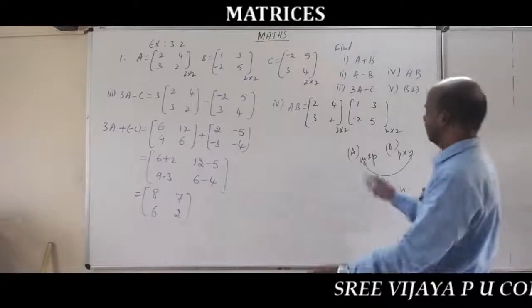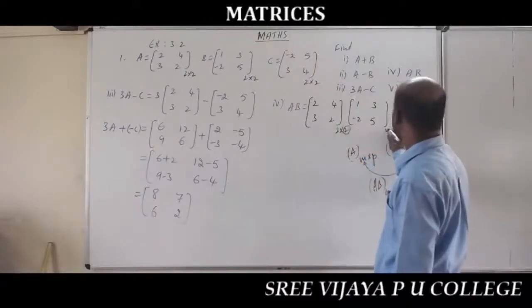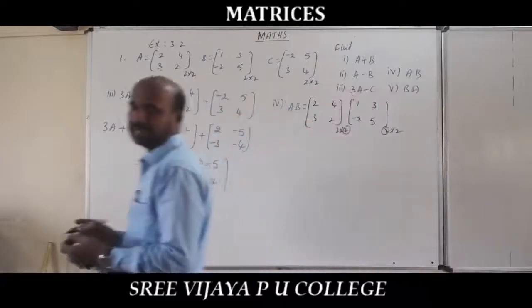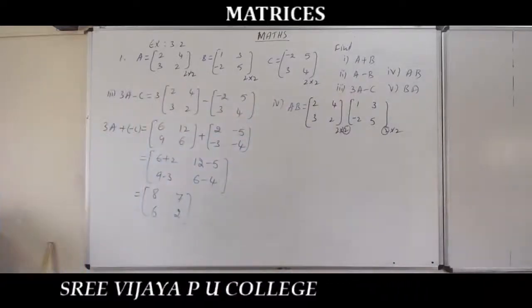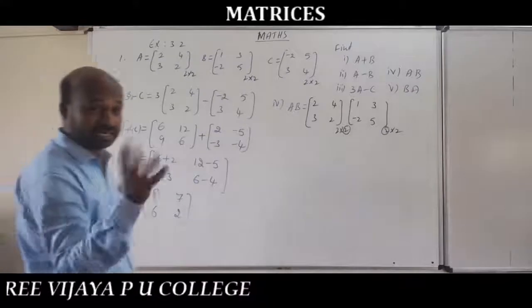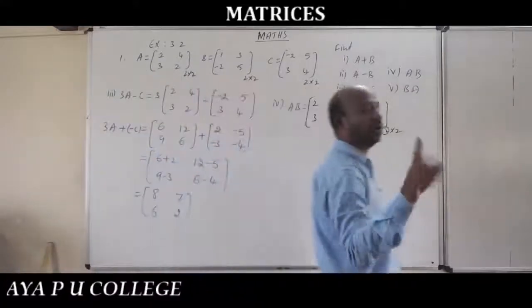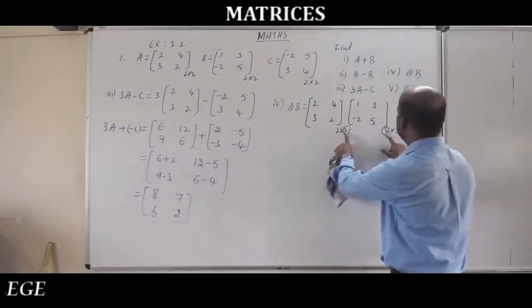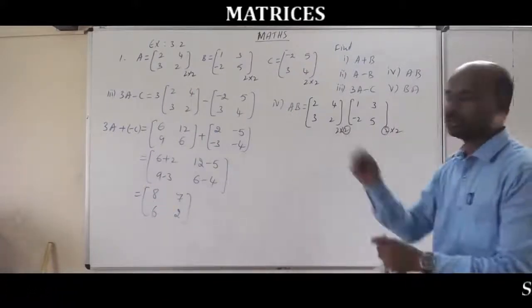Of course, square matrices of the same order are no problem, multiplication is possible. If the matrices are different and their orders are different, then you must check that the number of columns of matrix A is equal to the number of rows of matrix B. Okay, now.